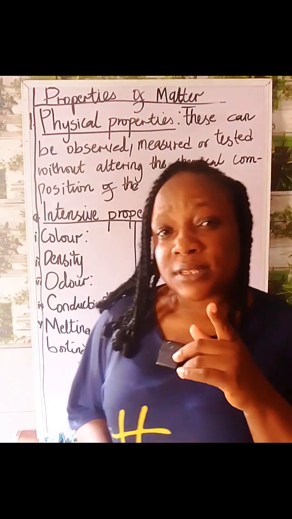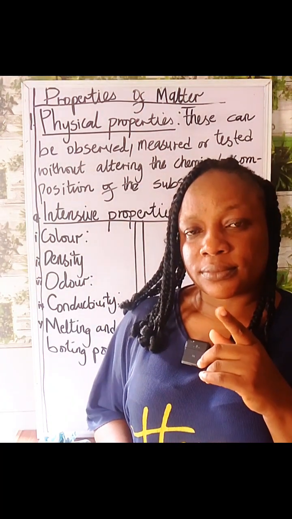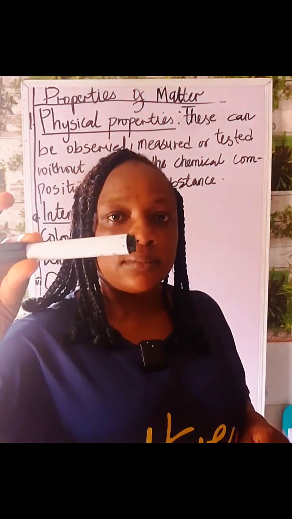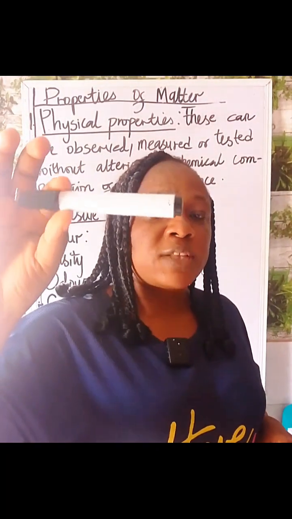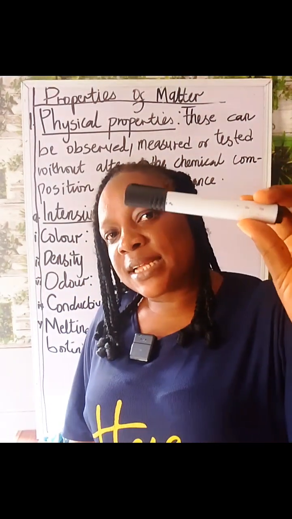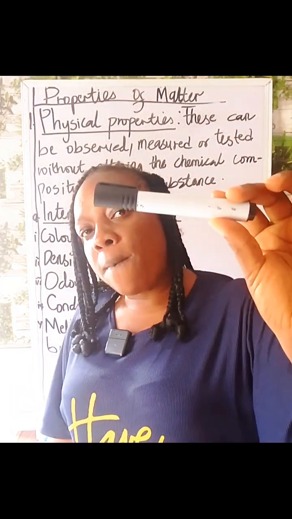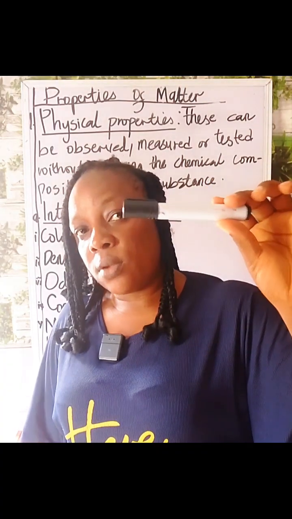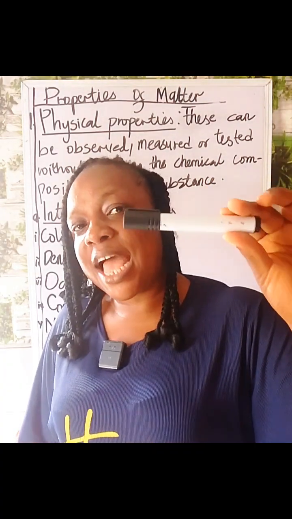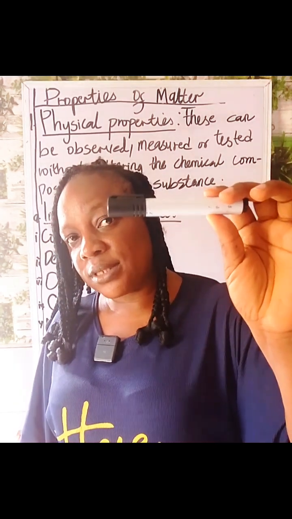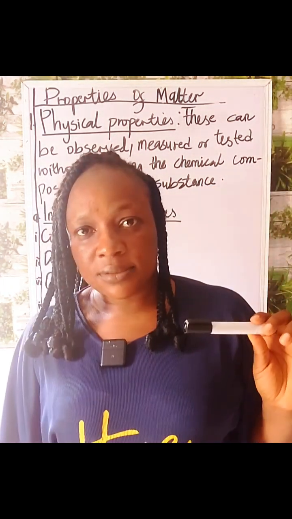What do we mean by a melting and boiling point? If I begin to heat this substance, at a time it will begin to melt to become a liquid. That point at which it begins to form liquid is called its melting point. Understand? So I can use my thermometer and check the temperature to know its melting point, which is a physical property.